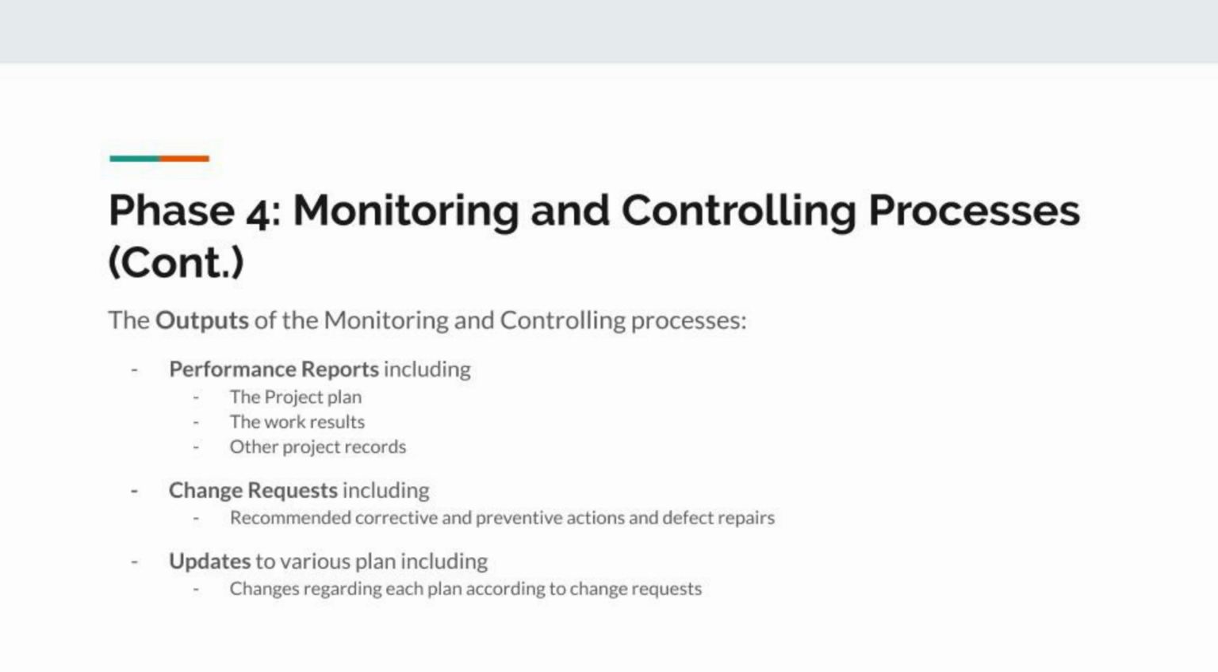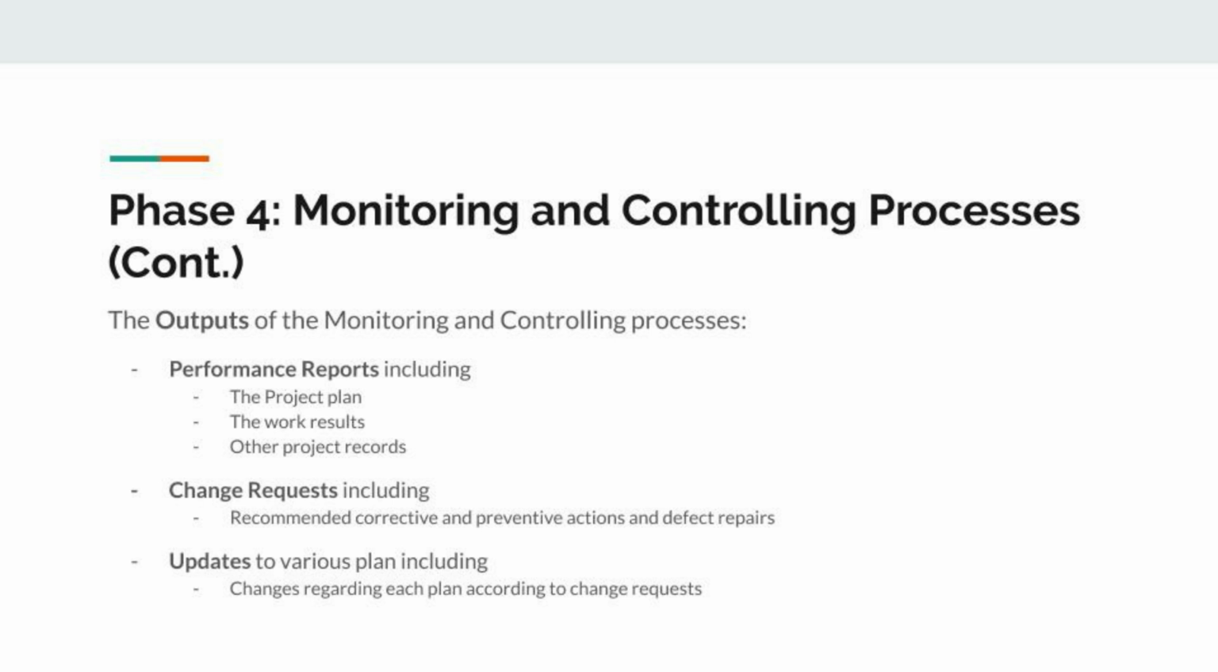The project plan contains the WBS, the project scope and requirements, and other documentation that can be used to measure project progress and performance. The work result can be examined and measured for quality, time spent completing the work, and the budget required to complete the work results. Other project records are such as memos, product description, and other information relevant to the project.